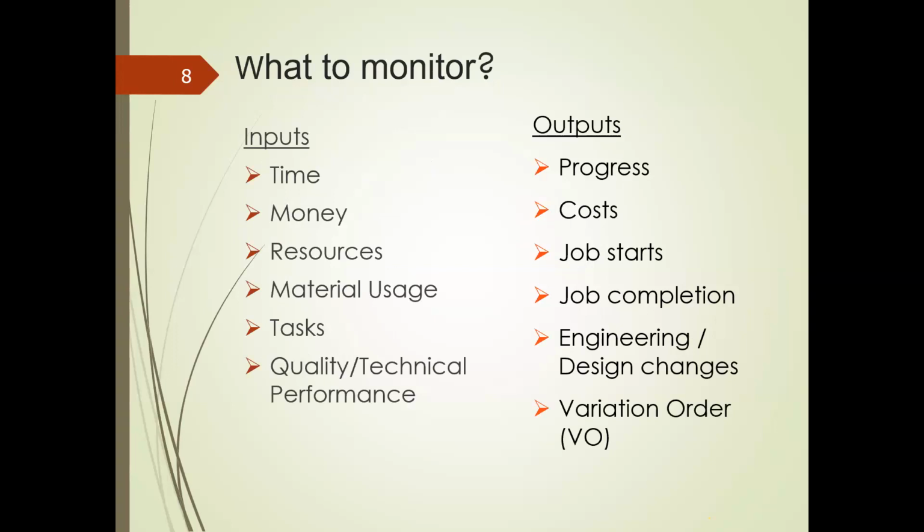If we classify all these factors, a few come under inputs and a few under outputs. Under inputs we have time, money, resources, material usage, tasks, quality and technical performance. In the outputs, what we get is progress, cost, job starts, job completion, and engineering or design changes. Changes sometimes come in input, sometimes in output and sometimes in both cases, and variation order.